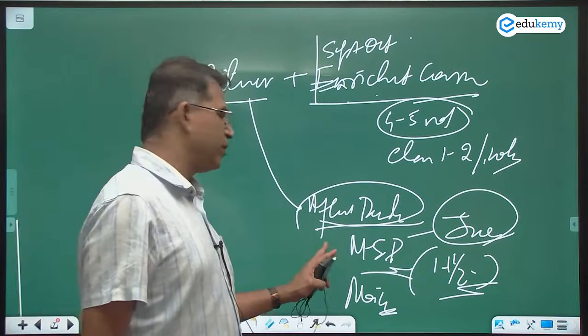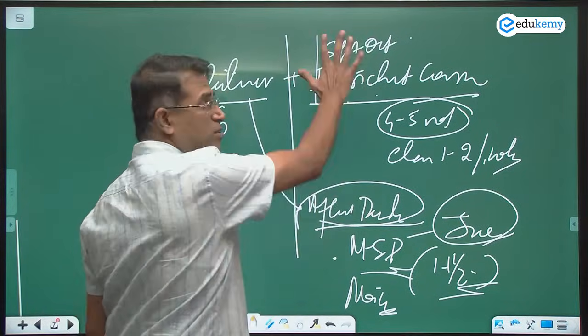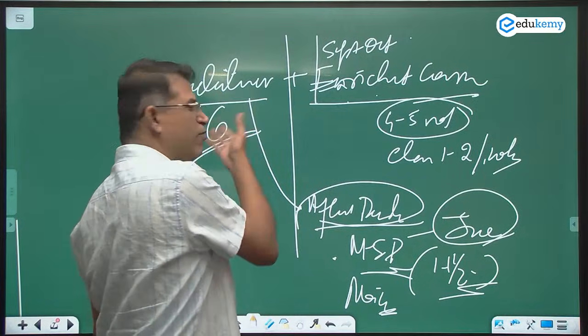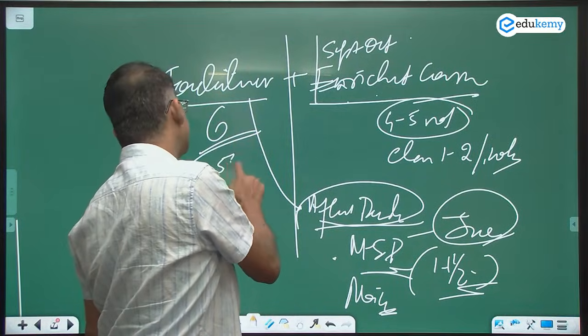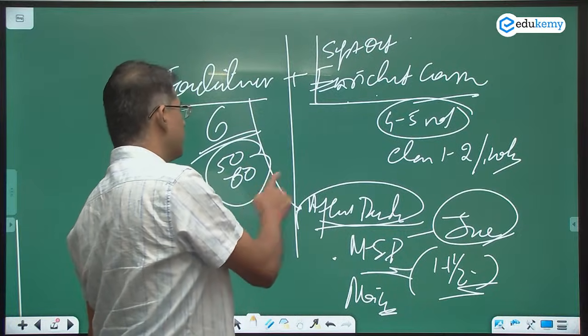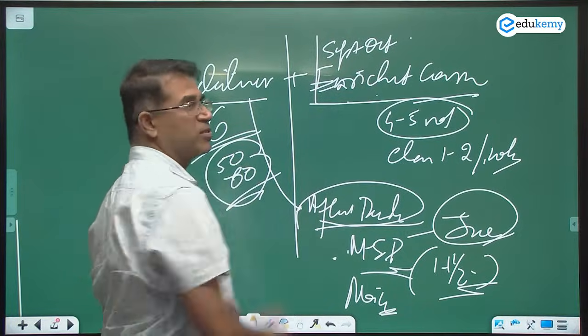Without this, you can't give your mains. This will not give you the marks. It will give you maybe 50-60% coverage. But you need either this or this.